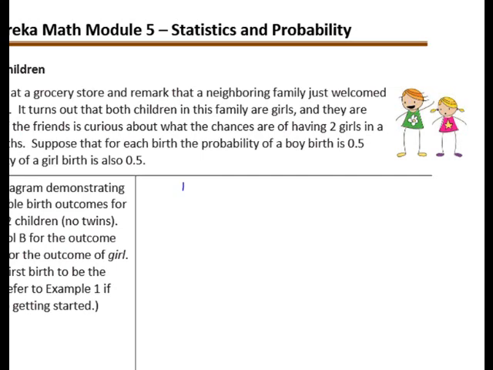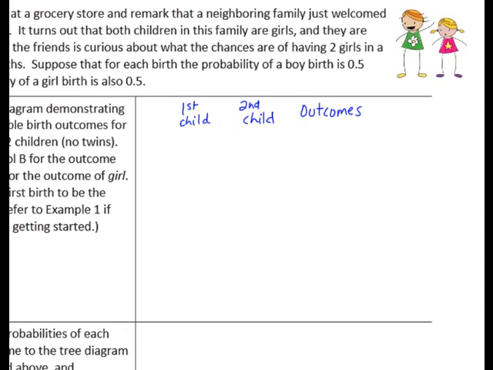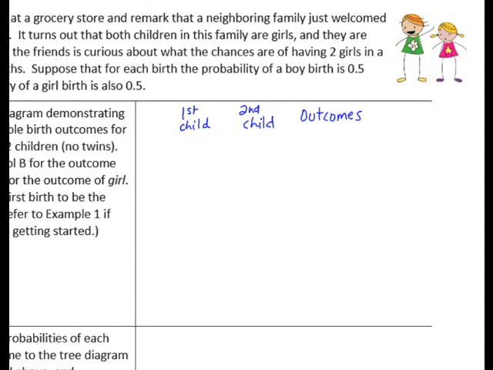All right, let's see what you have. The first stage is the first child. The second stage is the second child. And the third column will be your outcomes. When you're making a tree diagram, you want to spread out your data because it's going to branch out. So our first child could be a boy or a girl. So I'm going to move down a little bit and put B for boy and G for girl. Notice how I've spaced them out, leaving a little room above and below each letter.